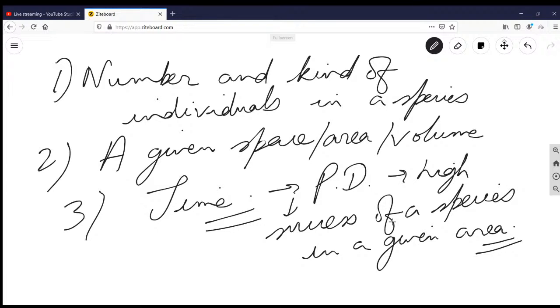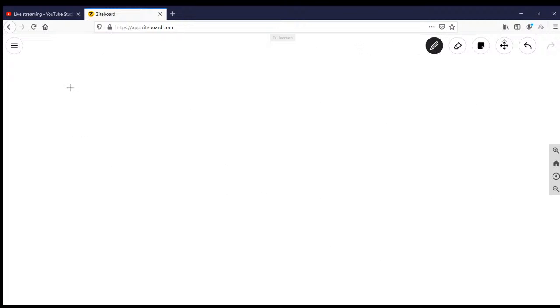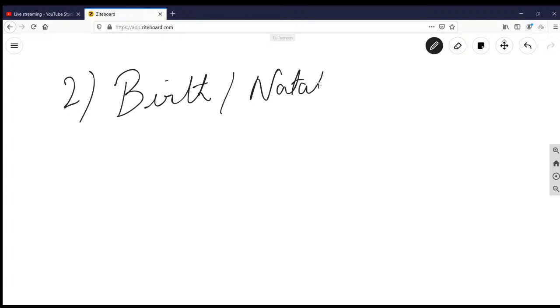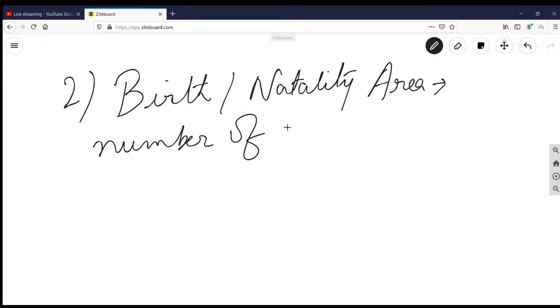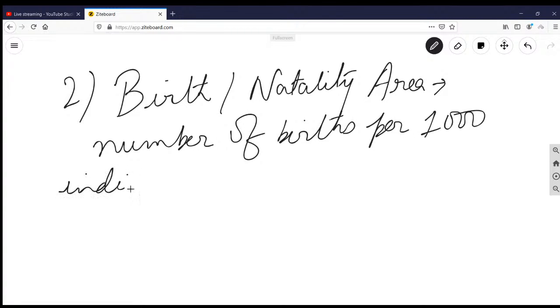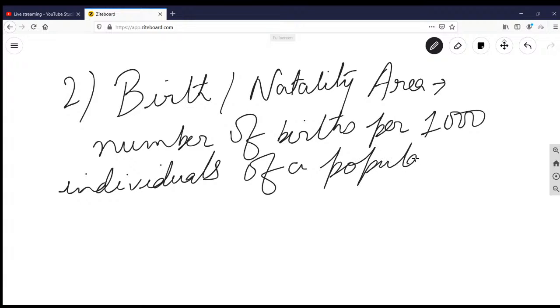Now we know birth rate and natality rate, very easy. Okay, I'll just give you the definition. Because we have talked multiple times about it when we were talking about genetic drift also. Okay. So birth rate is what? It is generally expressed as number of births per 1000 individuals of a population per year. That is known as birth rate per year.